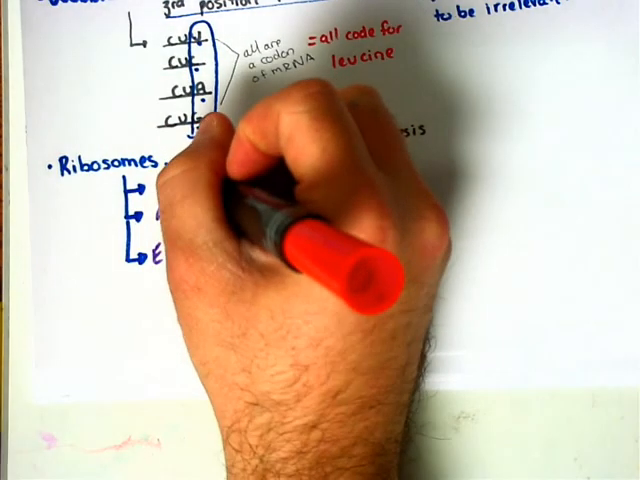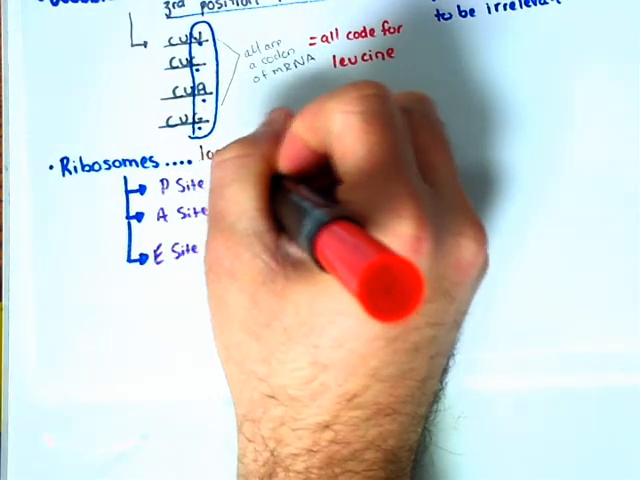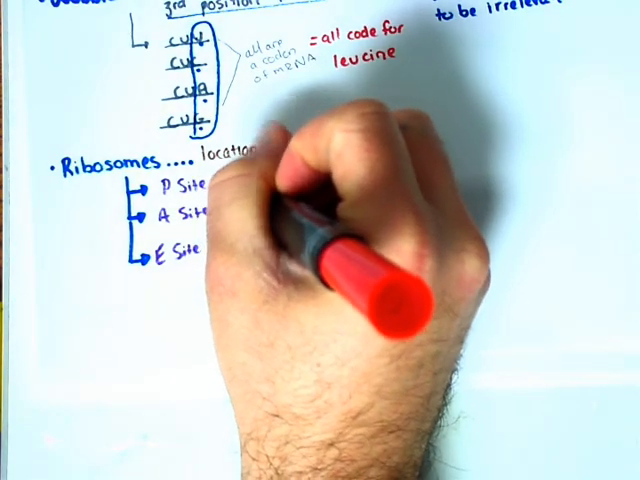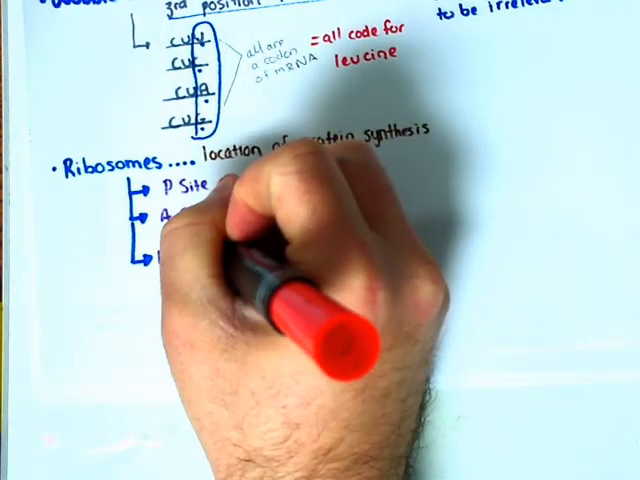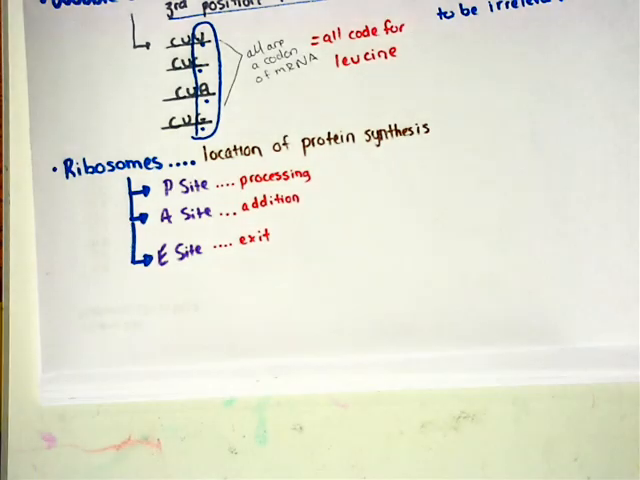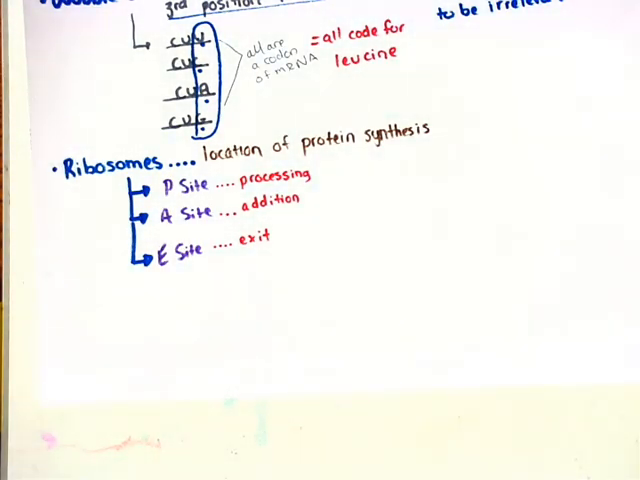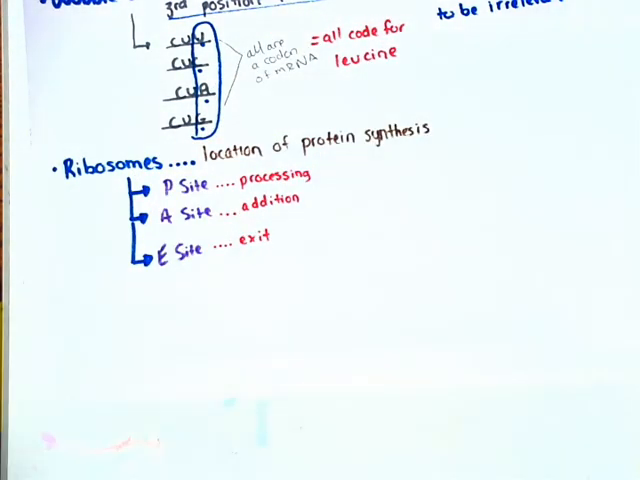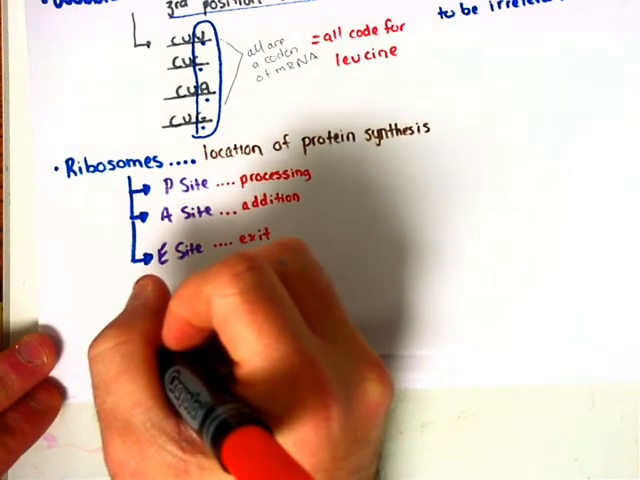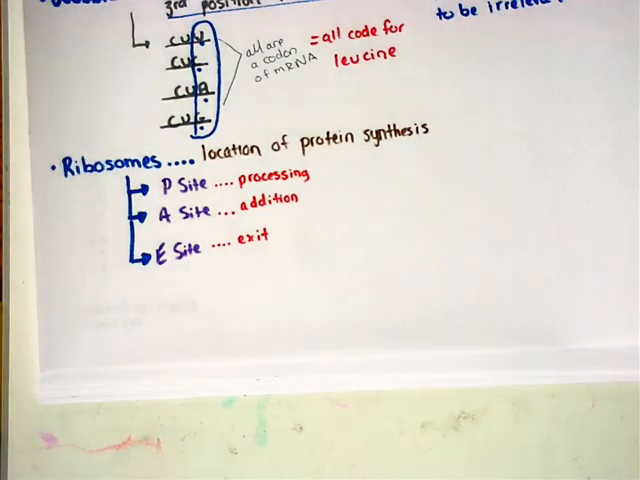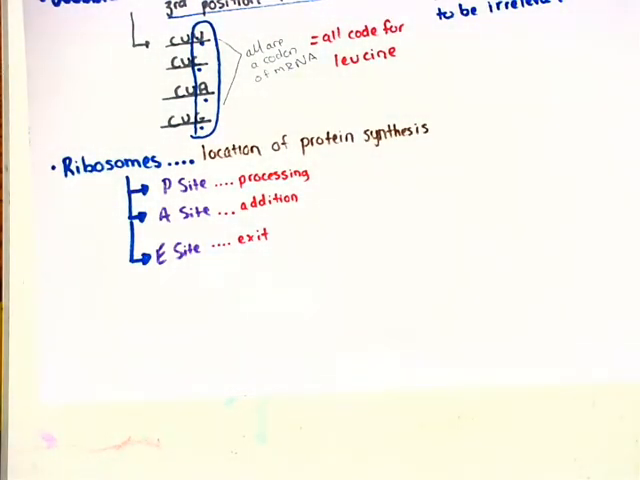The way I remember this is I always think of the P site as being the processing position. The A is the addition section, and the E is the exit section. So if you're looking at a ribosome, you'll see that they all have this basic outline of where your shapes are. I think it would be best if I just showed you a picture. So let me show you a picture.